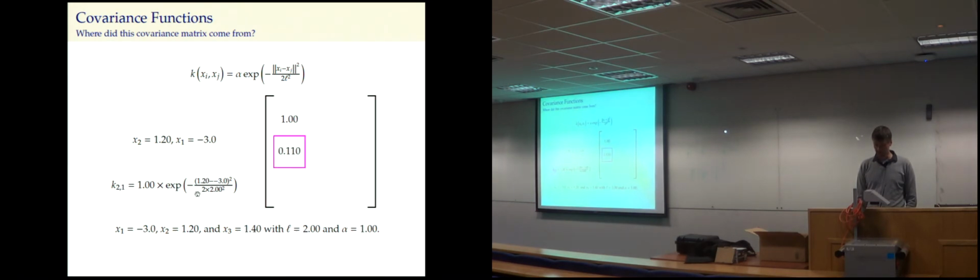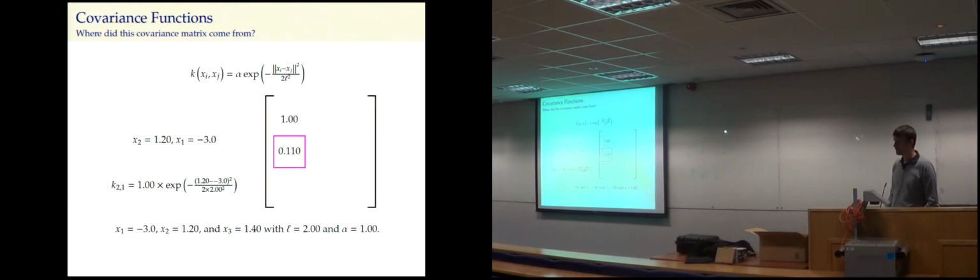So in here it's 1.2 minus -3, which is 4.2. 4.2 squared divided by 2 times 4. So that's 16 divided by 8 or something. So that'd be like e to the -2. That'd be about right, e to the -2.